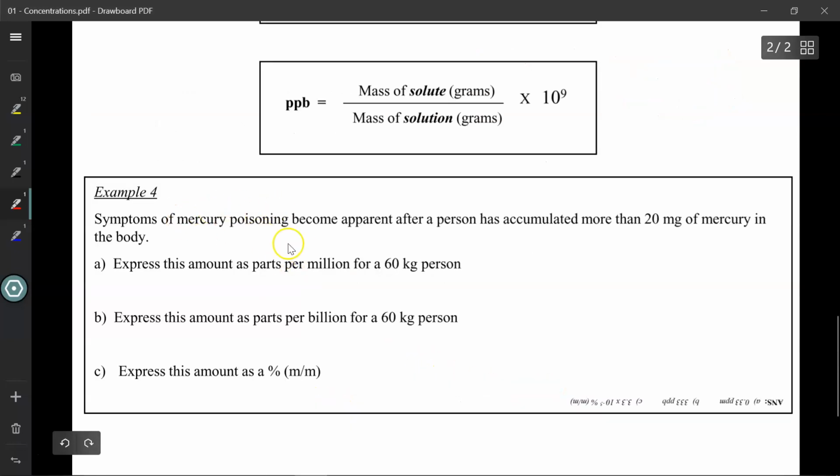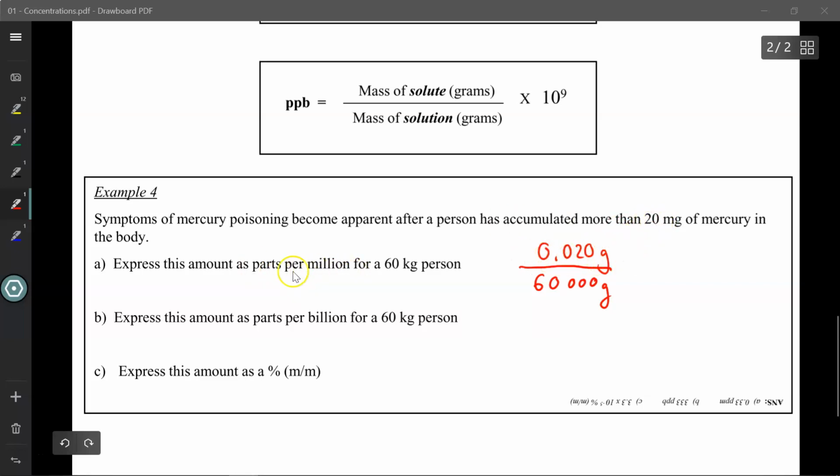So if you look at this example, symptoms of mercury poisoning become apparent after a person has accumulated more than 20 milligrams of mercury in the body. So express this amount as parts per million for a 60 kilogram person. So the 60 kilograms would be my solution mass. Don't forget to convert your kilograms into grams. So we multiply by 1,000, giving us 60,000 grams. And then we need to convert the 20 milligrams into grams as well. And in that case, we divide by 1,000 to get 0.020 grams.